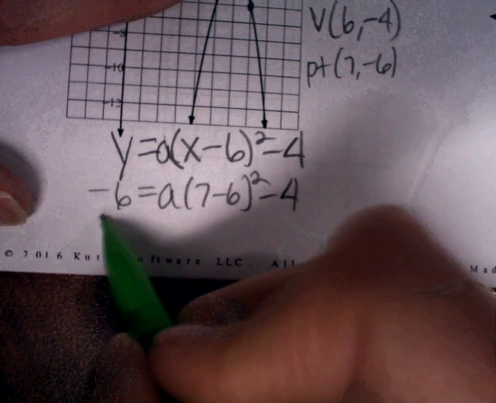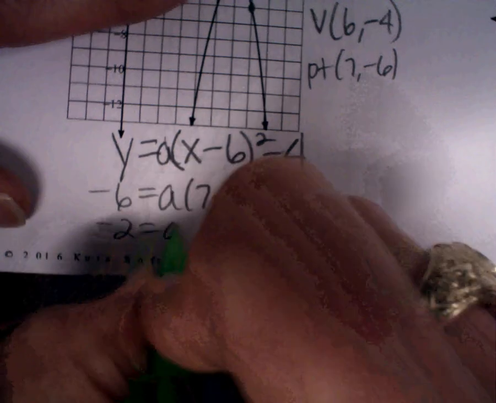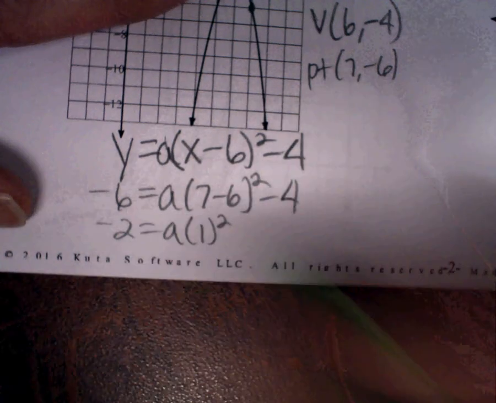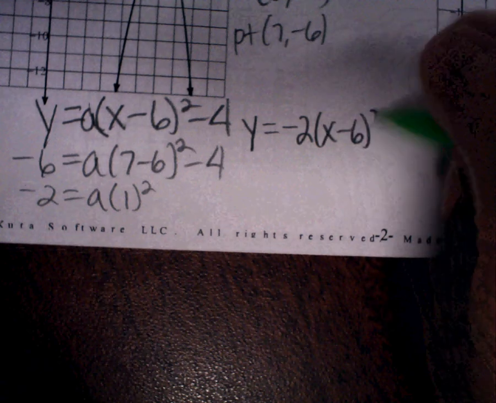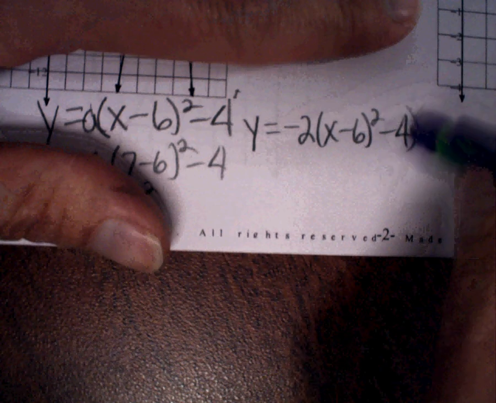So I'm going to add 4. That's negative 2. 1 squared. Hey, a is negative 2. So right here, negative 2, x minus 6 squared, minus 4. What in the world? Extra parentheses.